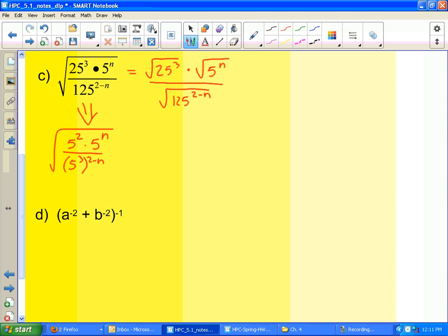Shouldn't it be 5 squared to the third? Oh, yeah, 5 squared to the third. Thank you. So going this way now, I have 5 to the 6th times 5 to the nth over 5 to the 6 minus 3n. So I'm going to distribute that 3 power, and again, still underneath the radical.